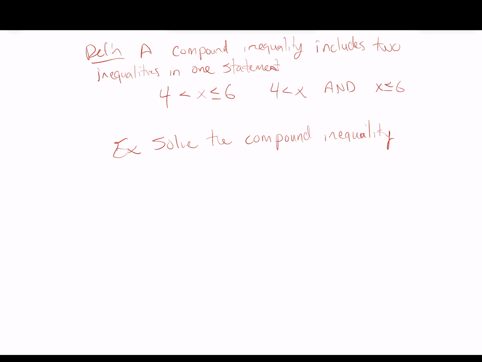The compound inequality 4 is less than 2x minus 8, which is less than or equal to 10. So how would we start? Well, we want to isolate x by itself. So let's add 8 to all three parts of the inequality. So we get 12 is less than 2x, which is less than or equal to 18.